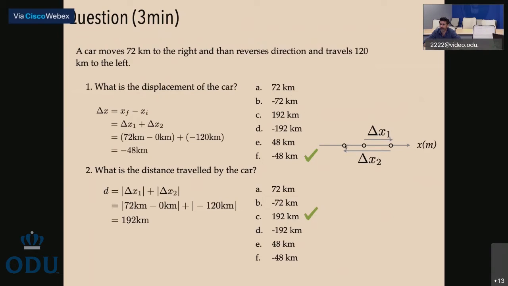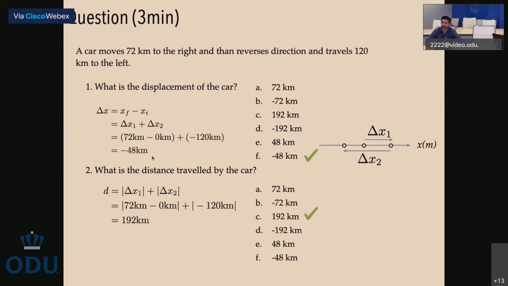And then the overall sign, the actual value, you can just get by taking the final position and subtracting the initial position. Or you can relate it to the change in x1, which is the first interval, plus the change in x2, which is the second interval. And so you can calculate final minus initial for this case and final minus initial for this case, and you would get this number.